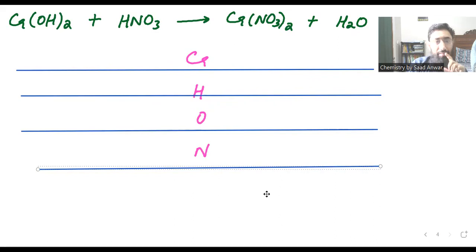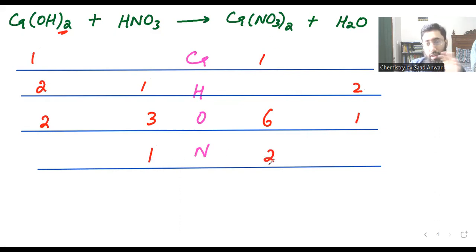So guys, calcium is 1 here, calcium is 1 here. When we talk about hydrogen, hydrogen is 1 here, hydrogen is 2 here, and we have 2 hydrogen here. Oxygen, we have 3 oxygen here, and we have 2 oxygen here. 3 2s are 6, we have 6 oxygen here, and we have 1 oxygen here. What about nitrogen? 1 nitrogen atom here, and two nitrogen atoms here. So guys, it means oxygen and nitrogen are not balanced. Hydrogen is also not balanced, but calcium is okay. Calcium is balanced.